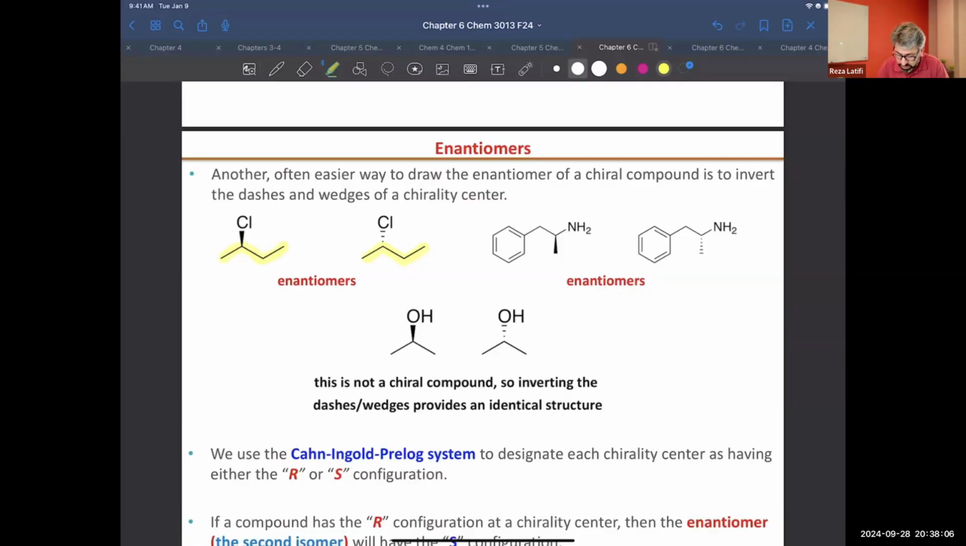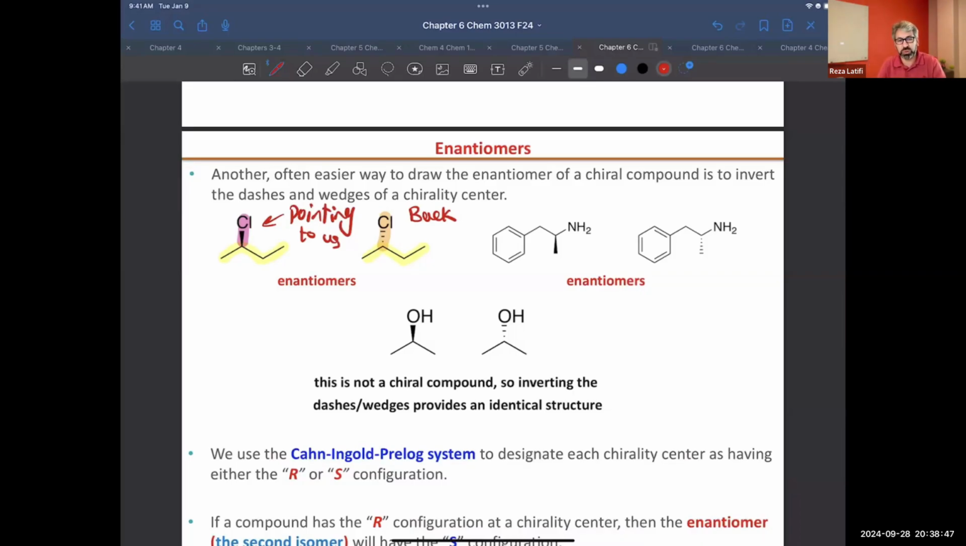The only thing that changed is the wedge here. The left one is pointing toward us, and the second one is at the back of the molecule, the back of the plane. This is another way to show that we are dealing with exactly the same formula and the same connectivity. The only difference between them is the substituent in opposite directions.